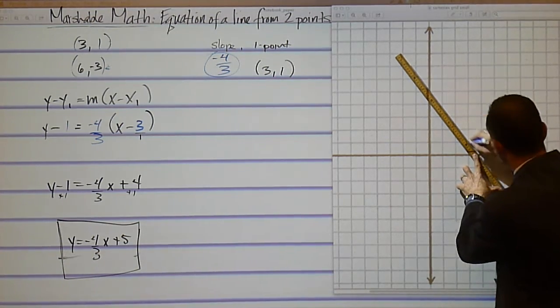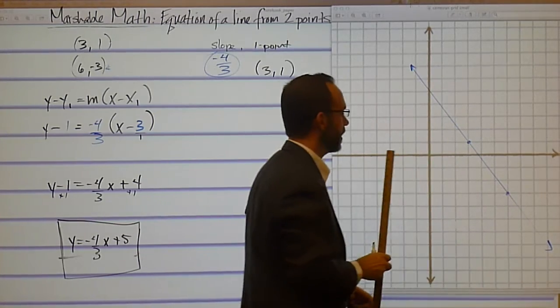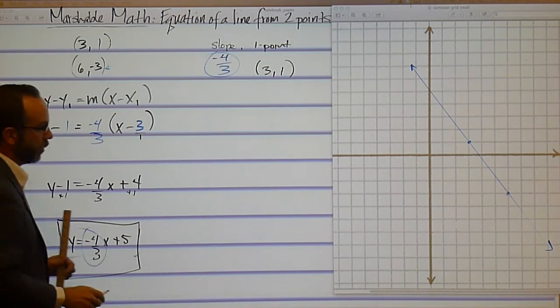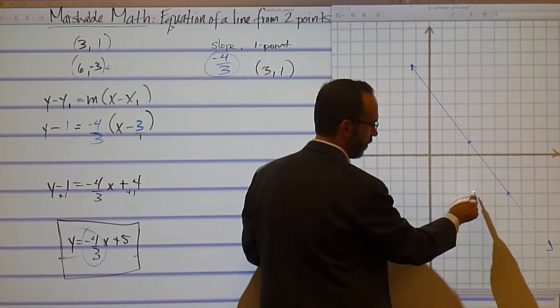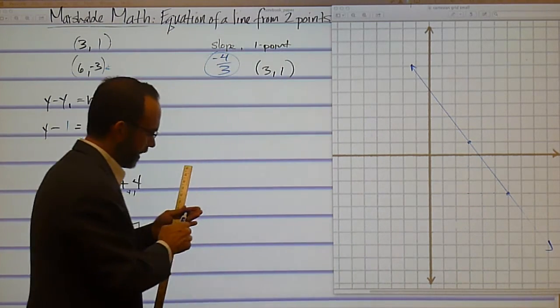Here we go. Looks like the line, right? A collection of all the solution points. It says I'm supposed to be going negative 4/3 from point to point. Let's check that. Down 1, 2, 3, 4, and then right 1, 2, 3. Looks like the slope is negative 4/3.